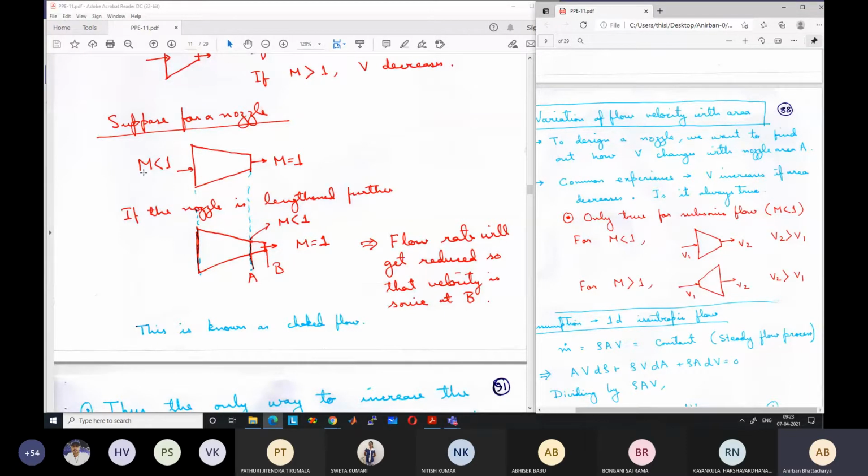Because ultimately, how can you increase it? Just consider a nozzle. There are pressures at two ends of the nozzle. Say at one end I have 100 kilopascal pressure, and at the other end also I have 100 kilopascal pressure. Will there be any flow through this nozzle if I have the same pressure on both sides?